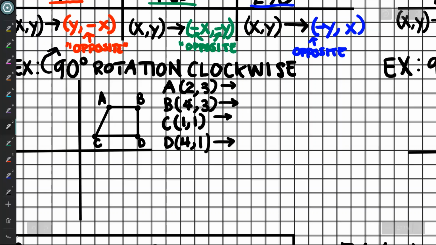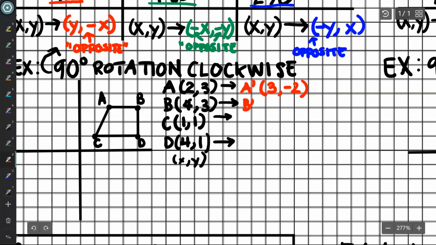And remember, we always write these as x, y. So for all of these, we're going to flip our x and y. So for A prime, which is what we name an image after rotation, instead of 2 first, it's going to be 3. And then instead of positive 2, I'm going to have negative 2. And that's where my new A prime is going to be. We're going to write them all out first, and then we'll draw them on our grid.